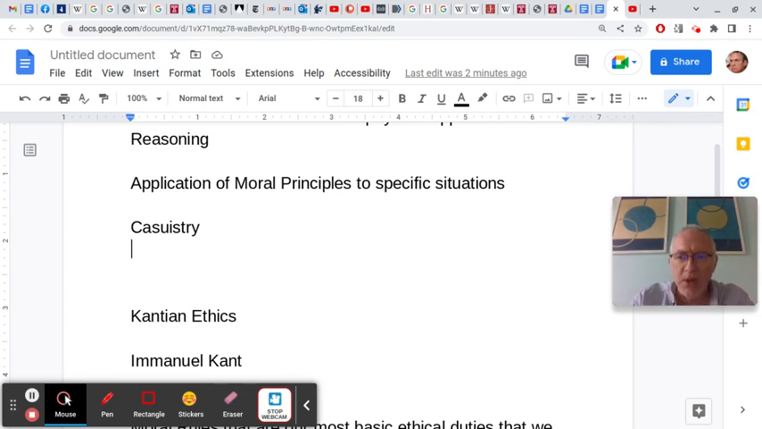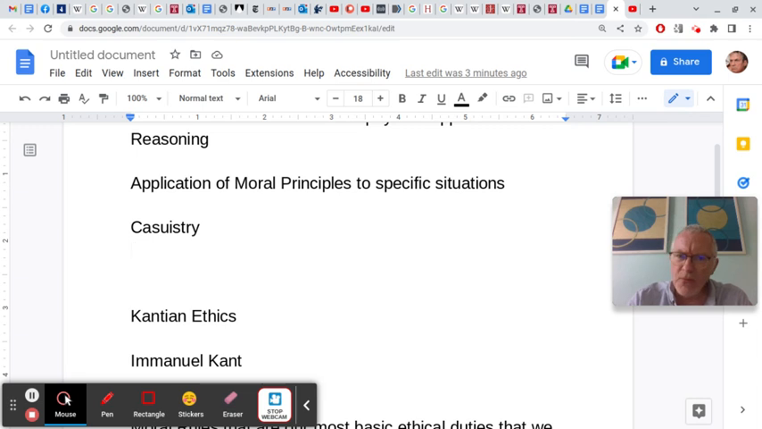In this course, you'll be doing a lot of practicing of that, right? A lot of hypothetical scenarios in which you'll be asked to apply either your own principles or the principles of these philosophers that we read to specific hypothetical situations. So that's pretty much the course in terms of the approach and what we're trying to get out of it.